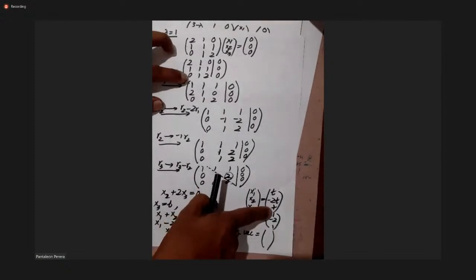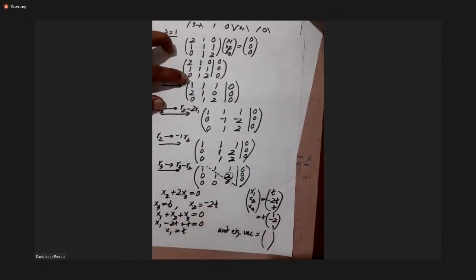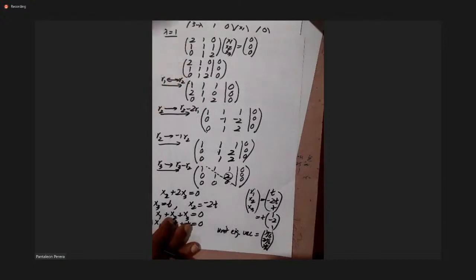So the square of this is 1, 4, 1. 1 plus 4 plus 1 is 6. So the square root is square root of 6. 1 over square root 6. This is a unit eigenvector: 1 over square root 6, minus 2 over square root 6, 1 over square root 6.